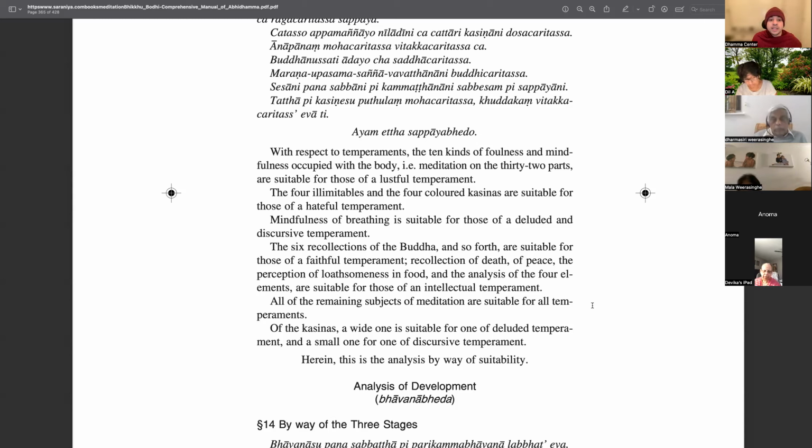Now, with respect to temperaments, the ten kinds of foulness and mindfulness occupied with the body, meditation on the 32 parts are suitable for those of lustful temperament. The four illimitables and the four colored kasinas are suitable for the hateful temperament. Mindfulness of breathing is suitable for those of a deluded and discursive temperament.